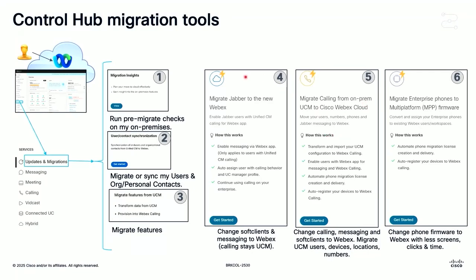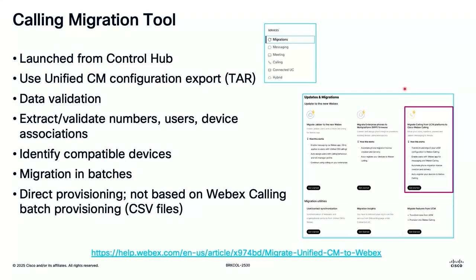We have the Jabber migration. We have migrate calling from on-prem UCM to WebEx Cloud. So this tool allows you to switch workloads from messaging and calling over. We have the phone migration tool. The most important one that I want to focus on is this one, the calling migration tool.